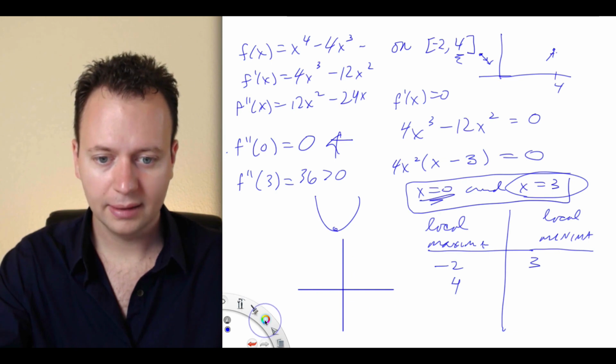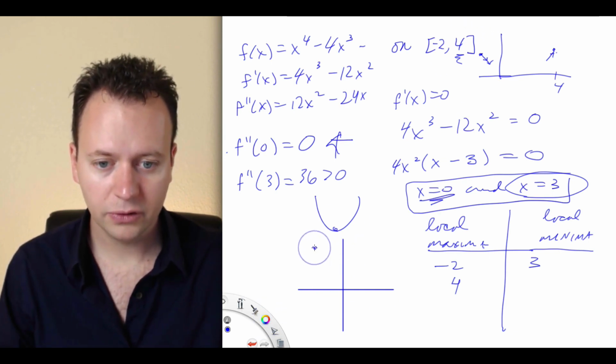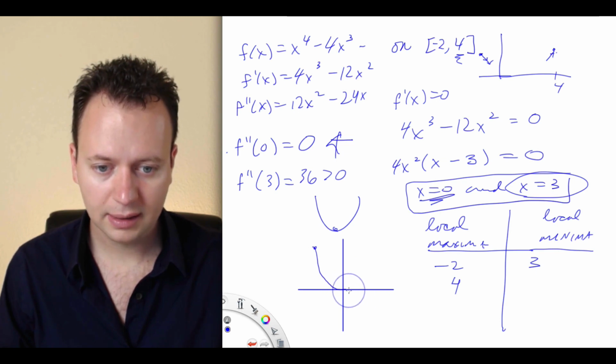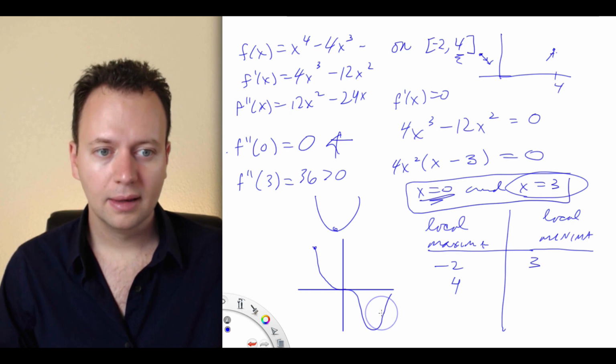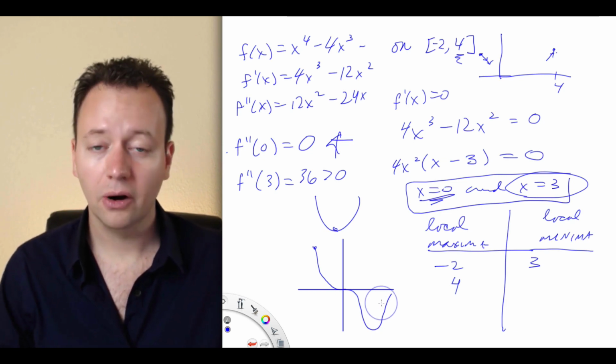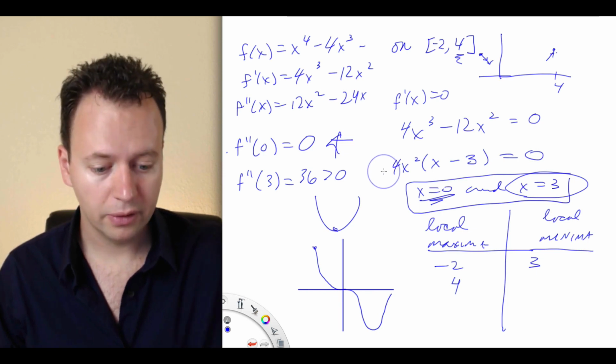So we had our point up here at -2. It comes down like this, and then it continues to swoop up, and then it goes up like that. So that's exactly what our graph looks like. So now let's go to another example.